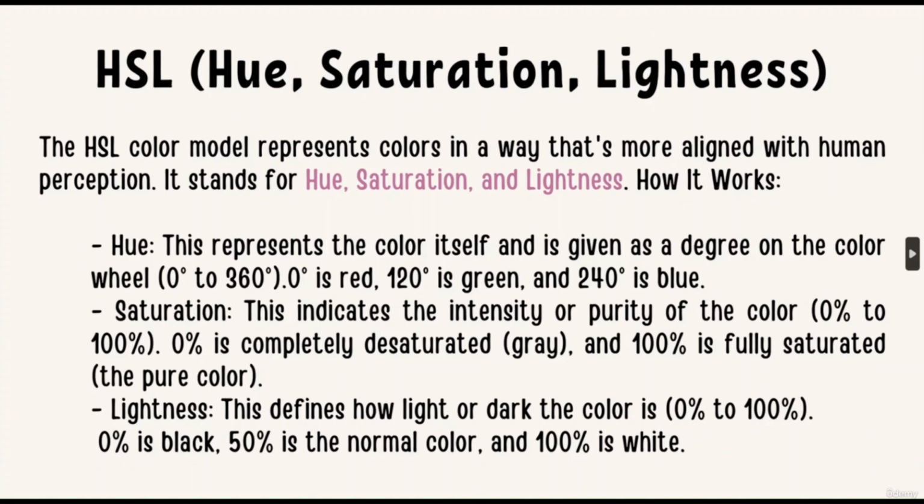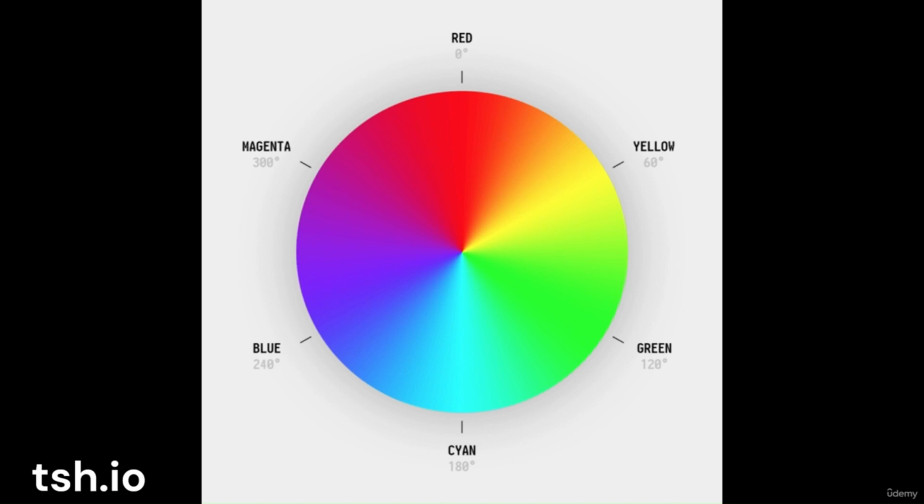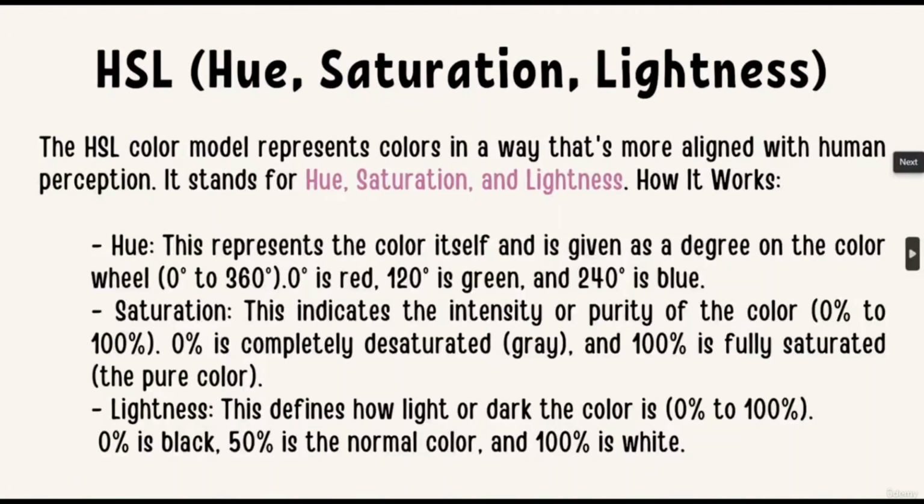Now let's check HSL. That stands for hue, saturation, and lightness. Hue represents the color itself and is given as a degree on the color wheel. So 0 is red, 120 is green, and 240 is blue. Now the saturation indicates the intensity or purity of the color, from 0% to 100%. And lightness defines how light or dark the color is, also from 0 to 100%.